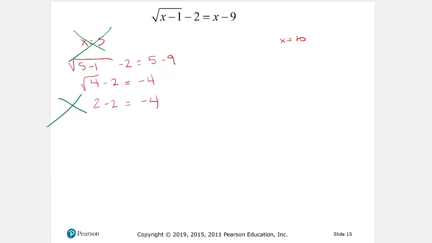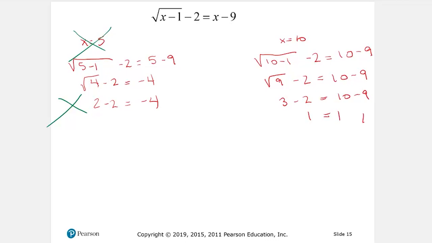So I'm going to come over here and do the same thing with 10. I get the square root of 10 minus 1, minus 2. Does that equal 10 minus 9? So here I get the square root of 9 minus 2 equals 10 minus 9. Square root of 9 is 3. 3 minus 2 equals 10 minus 9. 1 equals 1. Check. So my only solution to this problem is x equals 10.